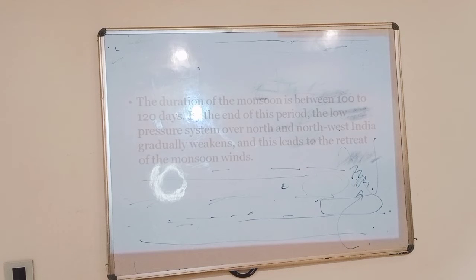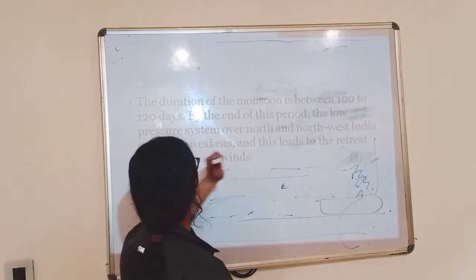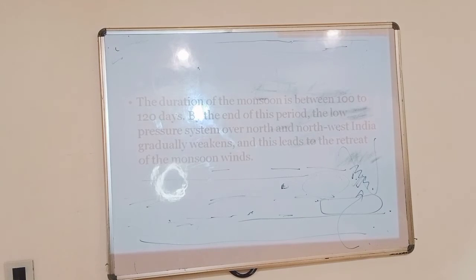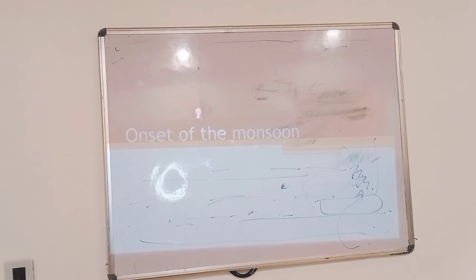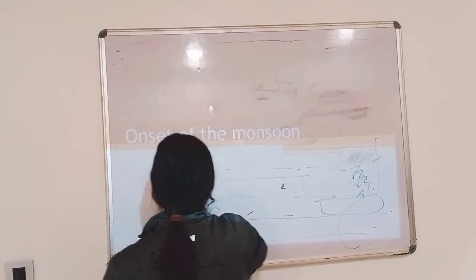The duration of monsoon is between 100 to 120 days. By the end of this period, the low pressure system of northwest India gradually weakens. This leads to the retreat of monsoon. And monsoons चले जाते हैं. Onset of monsoon. Let's start with the onset of monsoon.